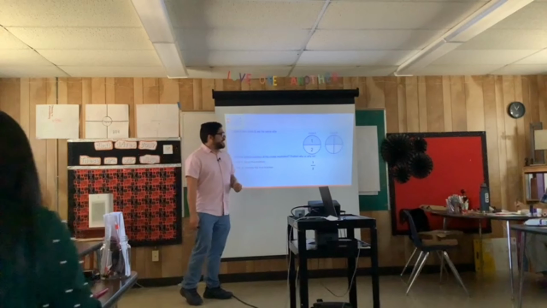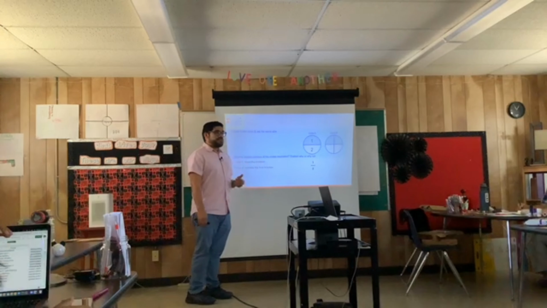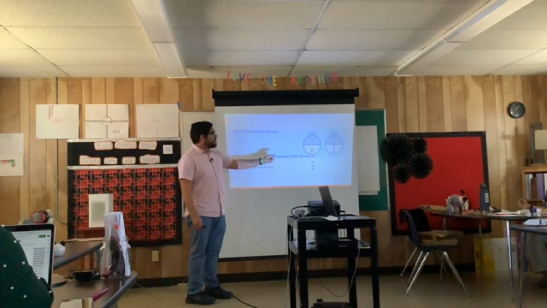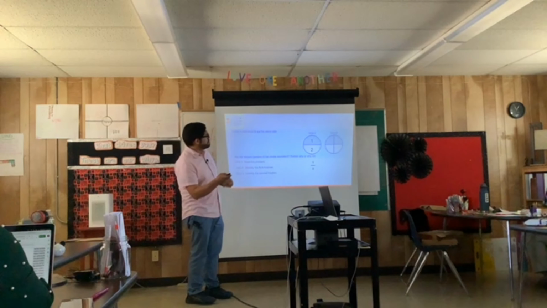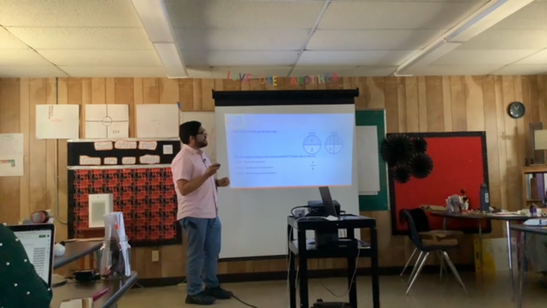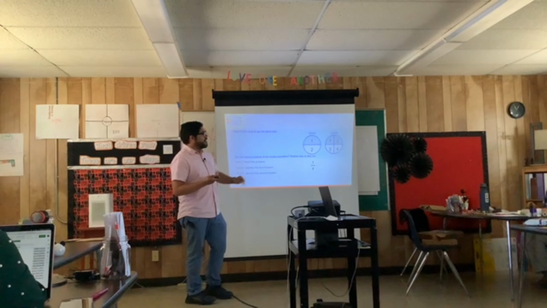Now for circle B, same thing. Who can tell me how many sections that circle is split up into? Andrea? 4. We have 1, 2, 3, and 4. So since it's got 4 sections, that goes down as our denominator. And Andrea, can you tell me how many sections are shaded in? 2. And that's our numerator.